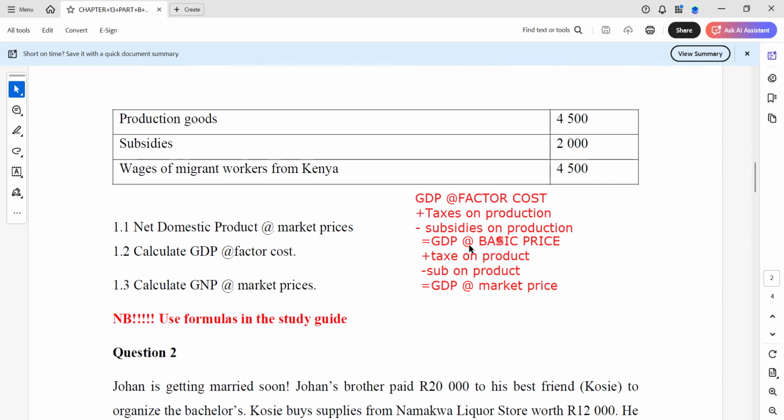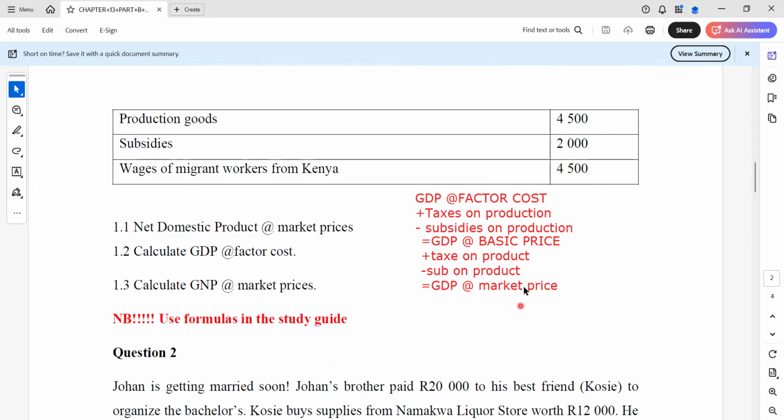Then from the basic price, they add taxes on products. Now it's taxes on product because these are the products there in the shops, right? They're no longer in the production process. It's no longer taxes on production, but now it's taxes on product. So from basic price, you add taxes on product, you subtract subsidies on product, if these products are being subsidized. Then you're gonna get GDP at market price, right?